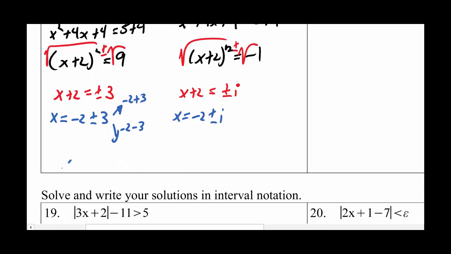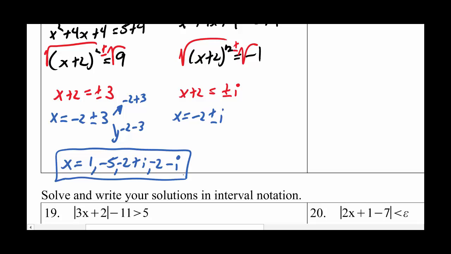So negative 2 plus 3, negative 2 minus 3. Okay, so our four solutions are a positive 1, a negative 5, a negative 2 plus i, and a negative 2 minus i. Those would be the four solutions we get out of that equation.